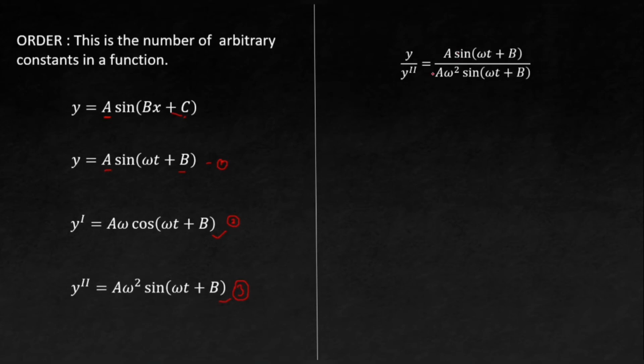When you do this correctly, it means that a will cancel a, and sin(omega t plus b) will cancel sin(omega t). At the end, you get y double bar is equal to 1 over negative omega squared. Because when you differentiate cos, you must get negative. So this side is negative, and that's why we have this negative here.